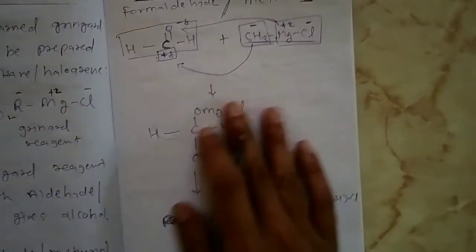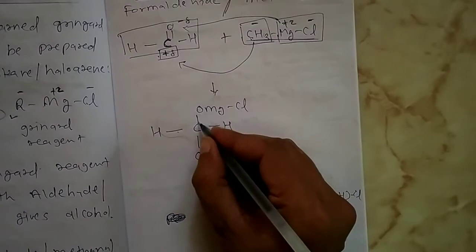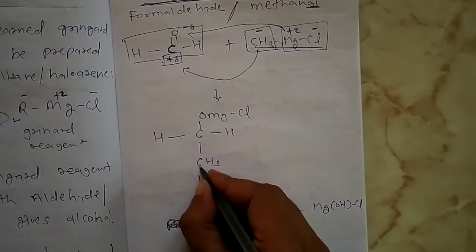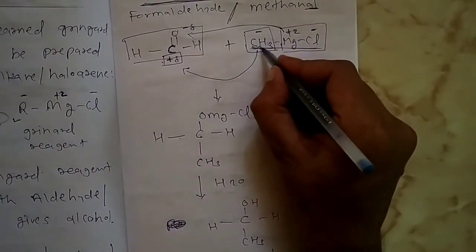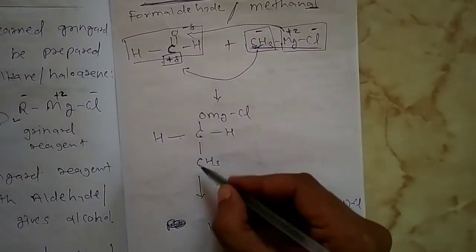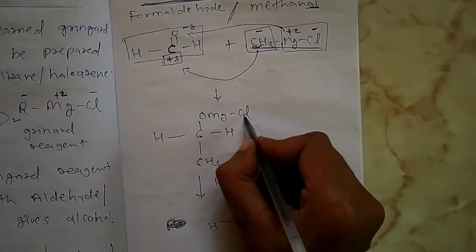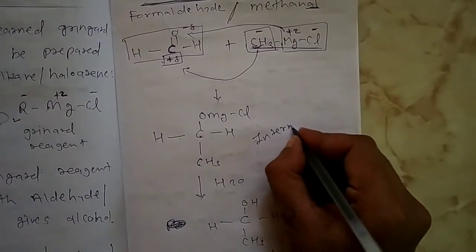So this will be our intermediate. You can see the double bond will break here. So C, then CH3. CH3 is from this CH3. Now with oxygen, Mg and Cl attach. So this one is our intermediate.